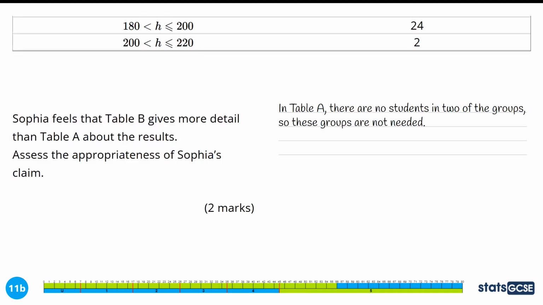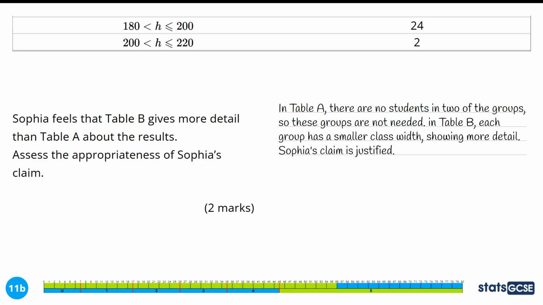In Table A, there are no students in two of the groups, so these groups are not needed. In Table B, each group has a smaller class width, showing more detail. So Sophia's claim is justified. Make sure to always write the conclusion.